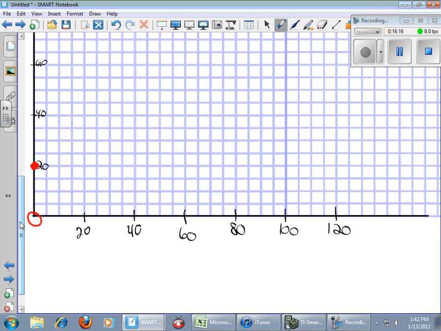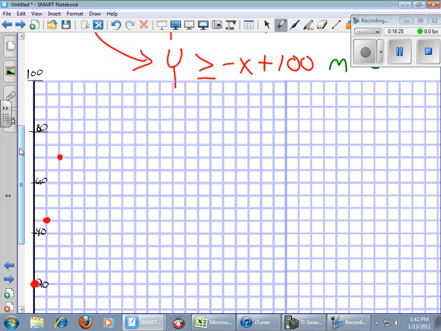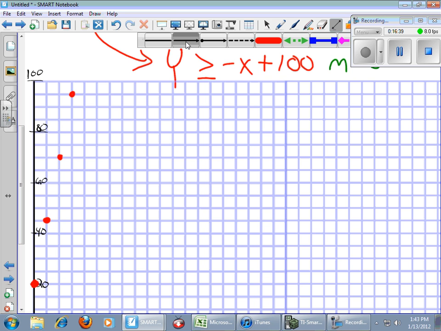So let me see here. I'm going to go rise 5, 10, 15, 20, 25, run 5. Again, rise 5, 10, 15, 20, 25, run 5. All right, I think I have room to do one more: 5, 10, 15, 20, 25, run 5. There we go. So now I can draw that line, and it's going to be a solid line. And I'll make it red.